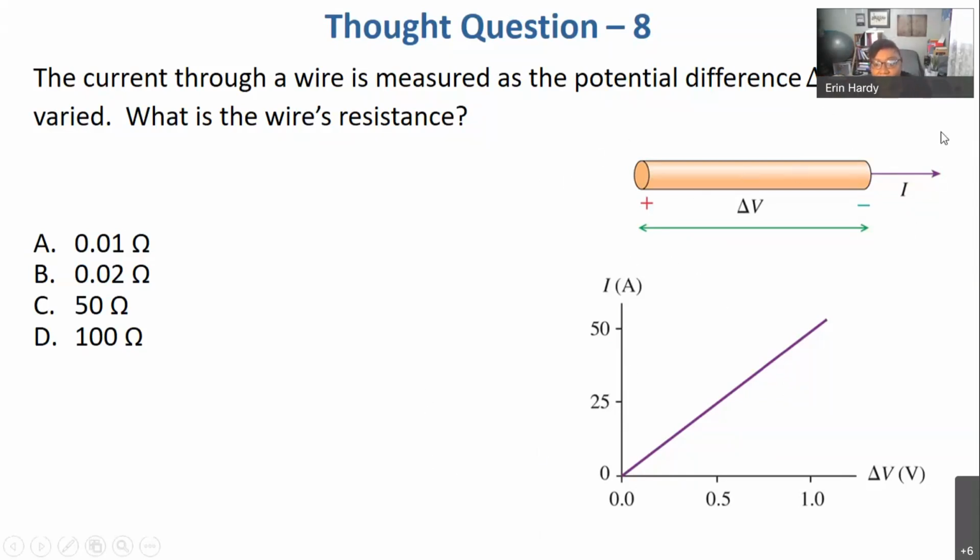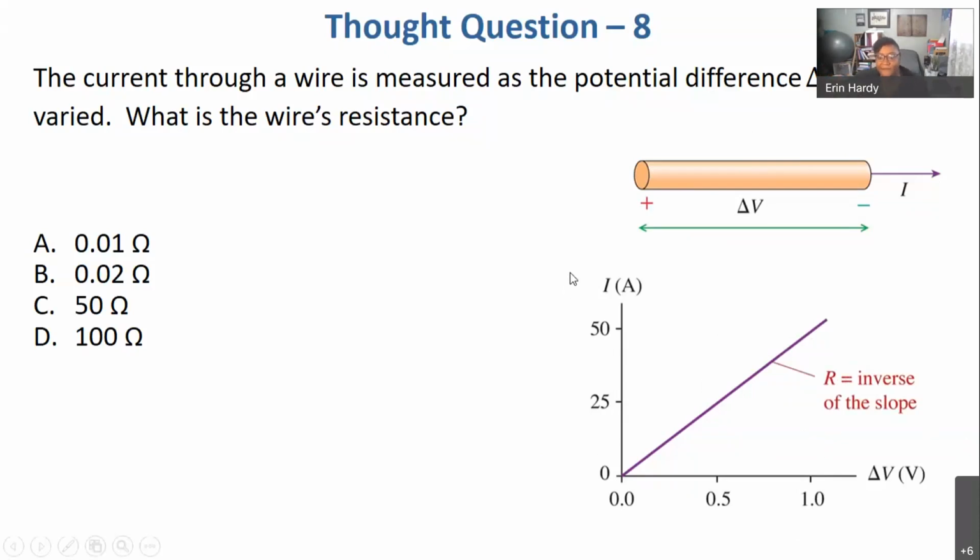So as you cause the potential difference to get larger and larger, you are not changing the resistance of the wire. You are instead changing the amount of current that goes through the wire. So if this is our graph here, we can compute the slope of this. So 50 amps divided by 1 volt, 50 amps per volt. The reciprocal of that will give me the ratio of volts per amp. And that is what we can associate with the resistance in ohms.